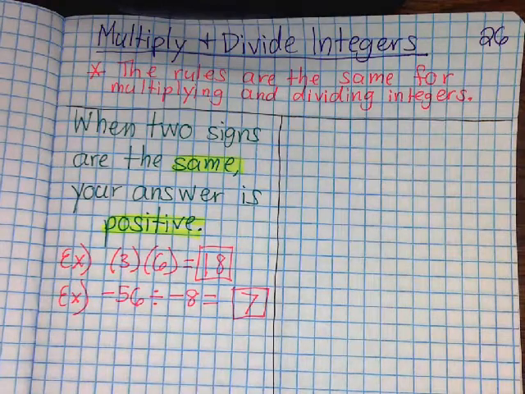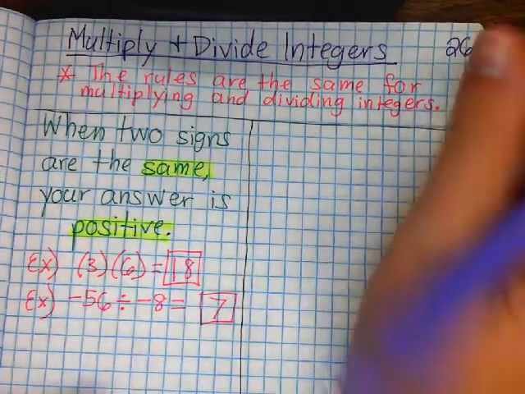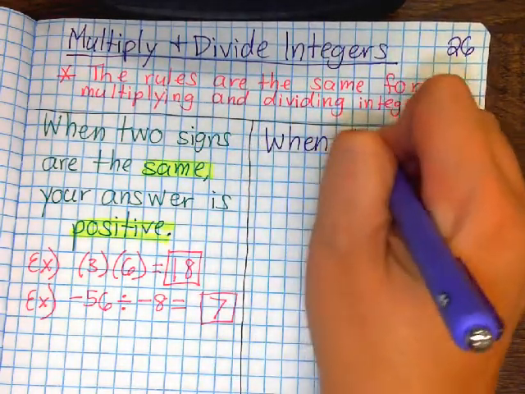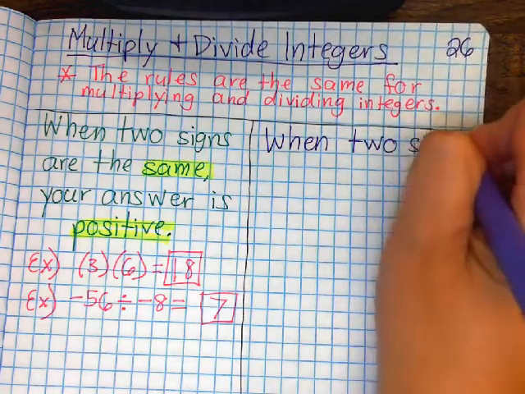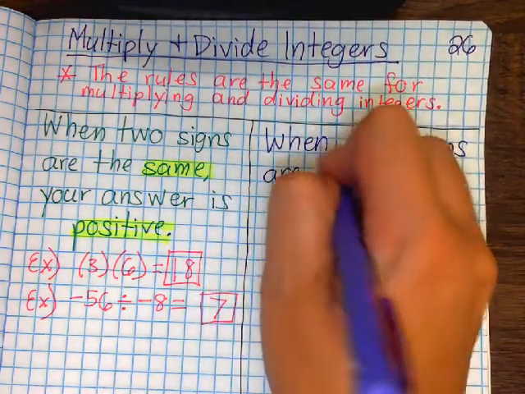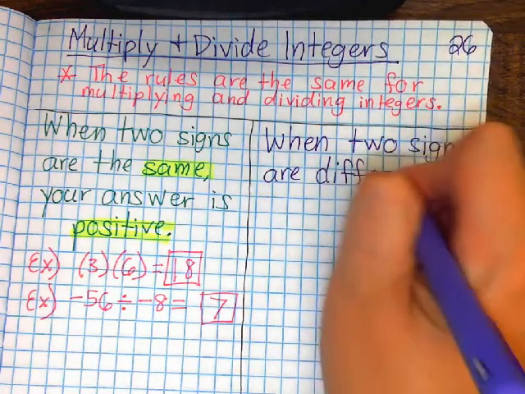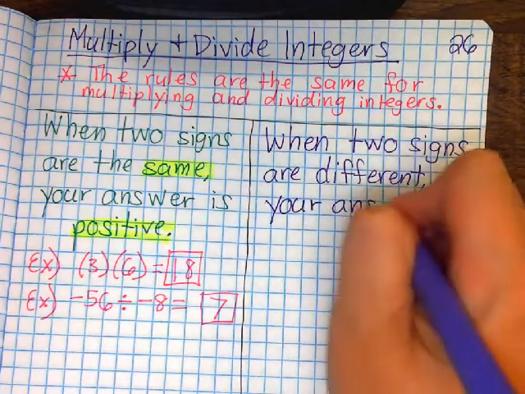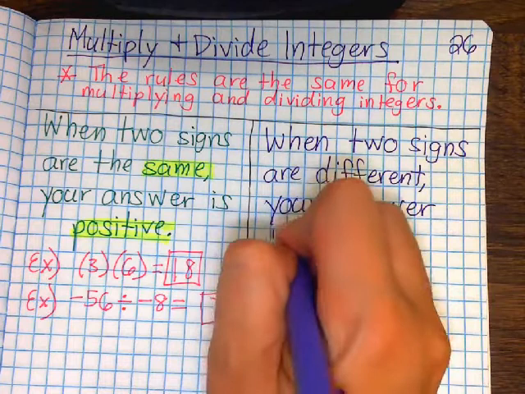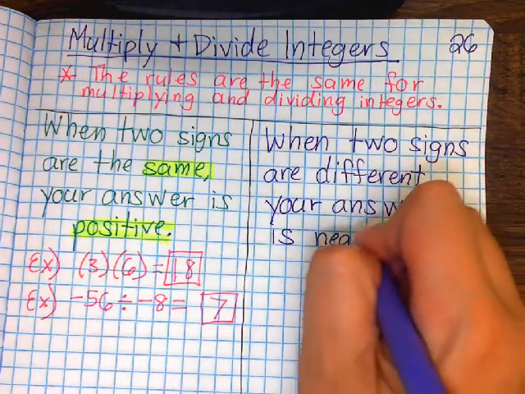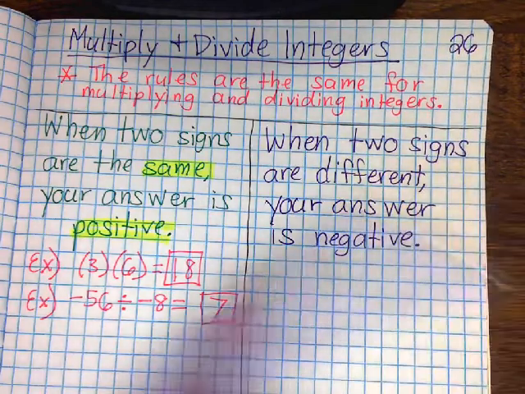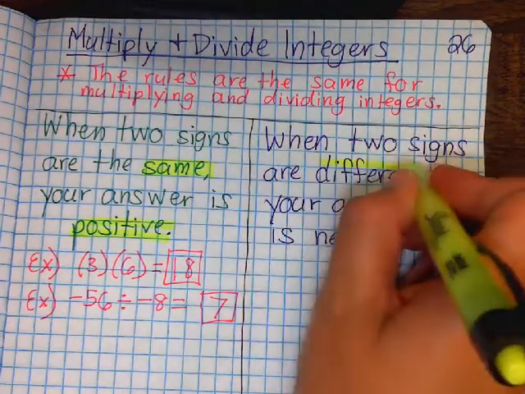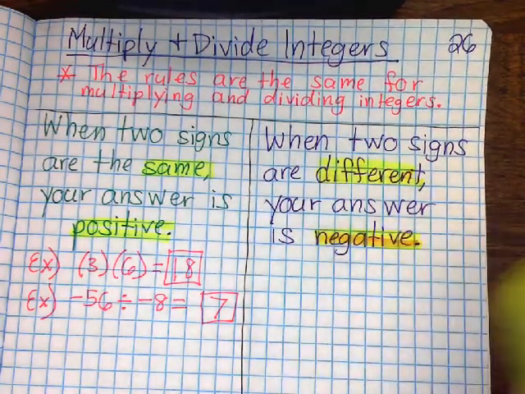Now, if the signs are different, so when 2 signs are different, your answer is negative. So again, for multiplying and dividing integers, when the 2 signs are different, your answer is negative.